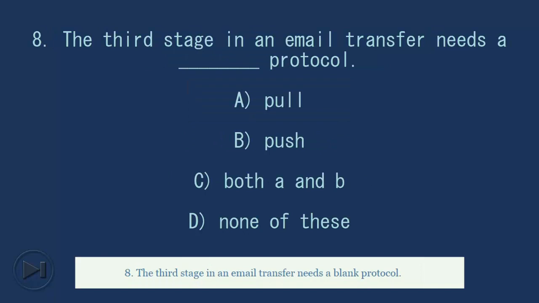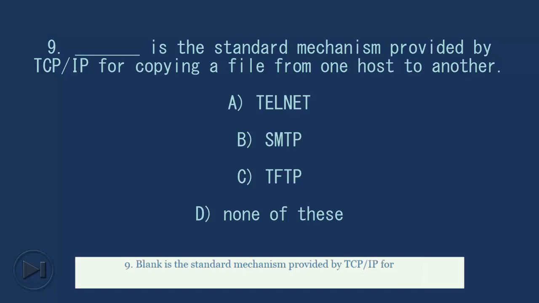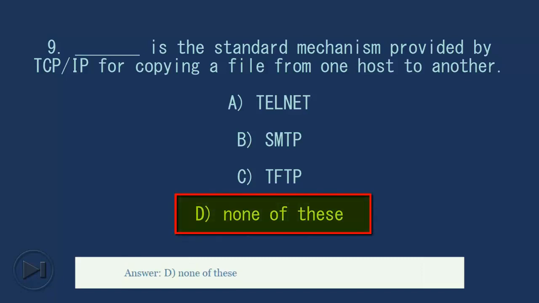8. The third stage in an email transfer needs a blank protocol. A. Pull. B. Push. C. Both A and B. D. None of these. Answer, A. Pull. 9. Blank is the standard mechanism provided by TCP/IP for copying a file from one host to another. A. Telnet. B. SMTP. C. TFTP. D. None of these. Answer, D. None of these.